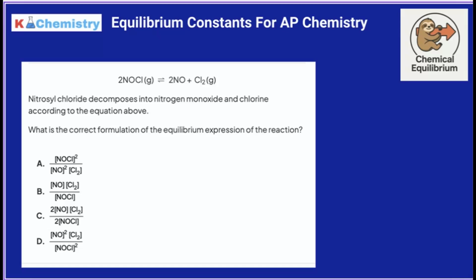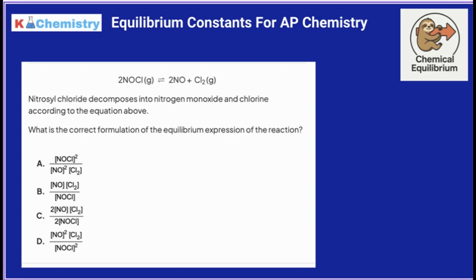So NOCl, nitrosyl chloride, decomposes into nitrogen monoxide and chlorine according to the equation above. What is the correct formulation of the equilibrium expression of the reaction? That's very easy. The products over the reactants, and every one of them is raised to the power of its coefficient. This means that the answer is C.